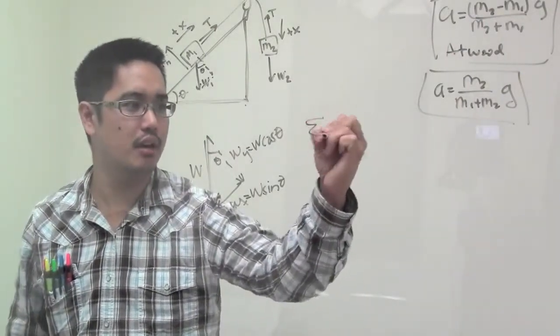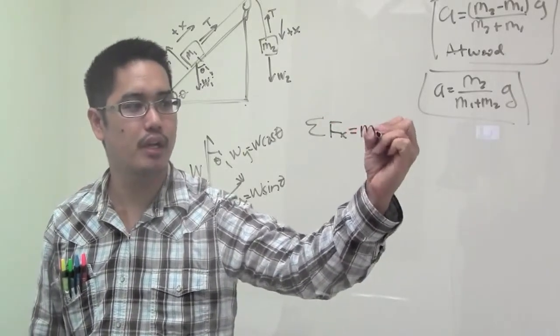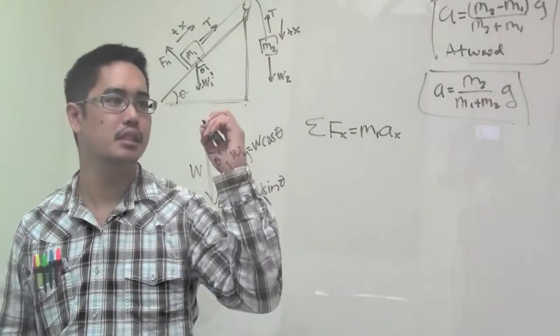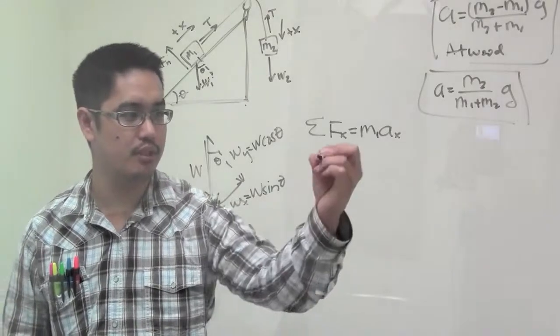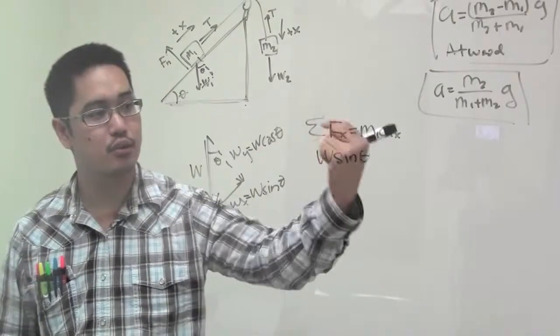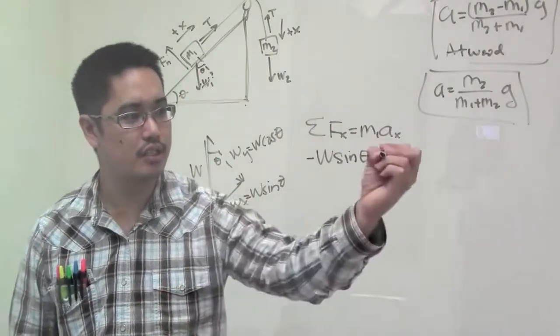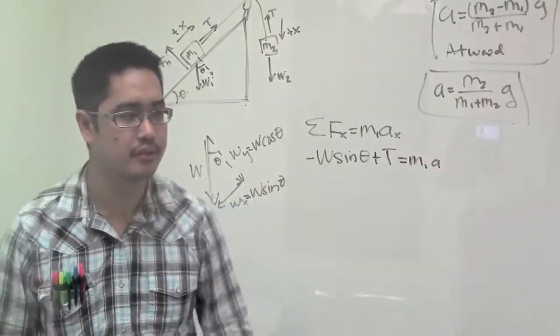Let's go sum of the forces in the x direction on mass number 1 is acceleration in the x direction. What forces do I see in the x direction? Well, I see a Wx, which is a W sine theta. And that's going in the negative, because it's going that way. I also see a tension, plus tension is equal to M1A.